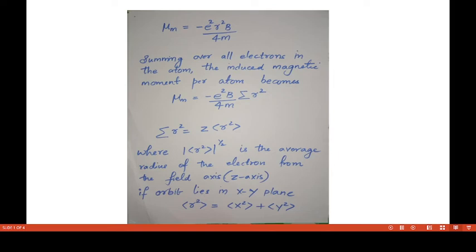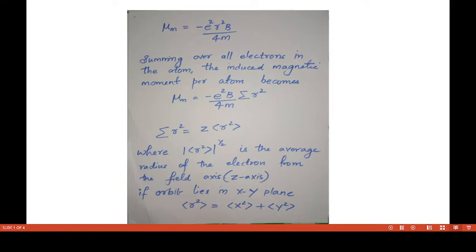So in the last class we have calculated the magnetic moment, or change in magnetic moment, in an electron due to an externally applied magnetic field. We have also calculated the change in angular frequency caused by this external magnetic field, and further the change in frequency of the electron due to this external magnetic field, and an additional current caused by this change in frequency of the electron.